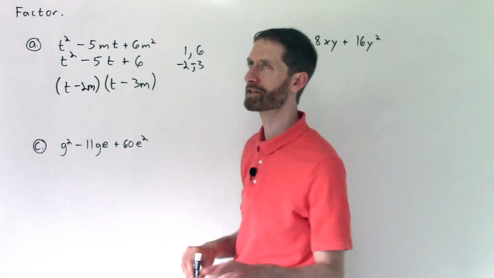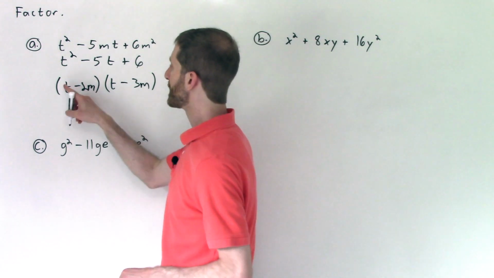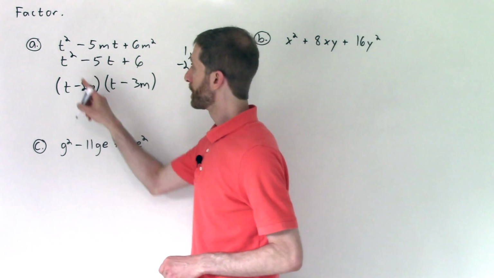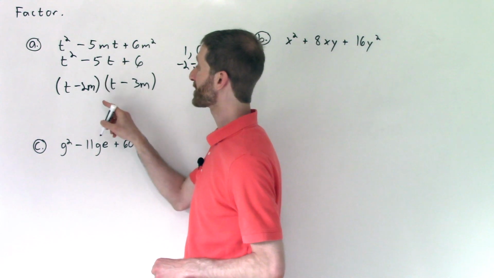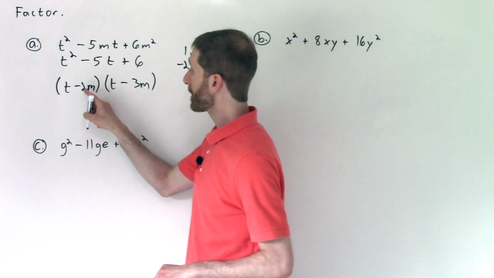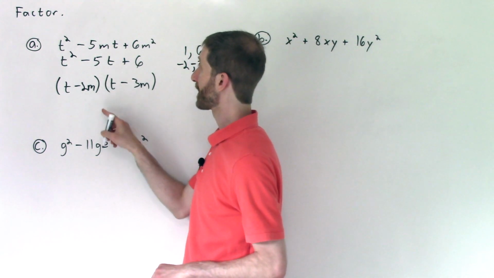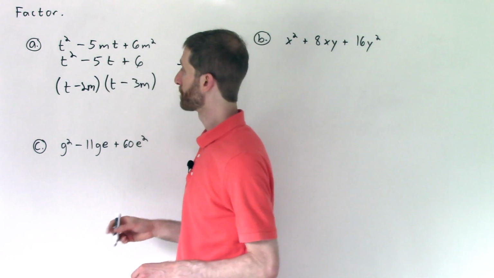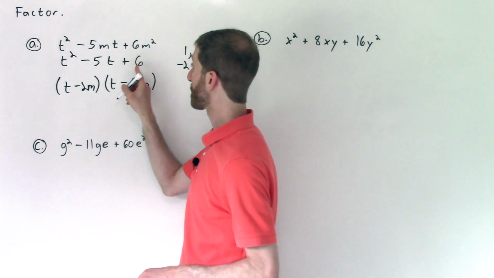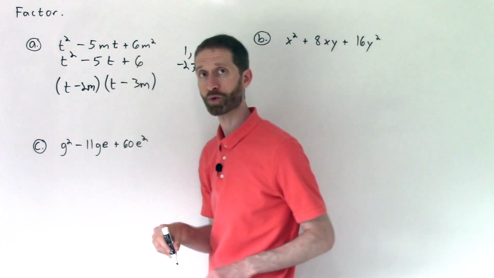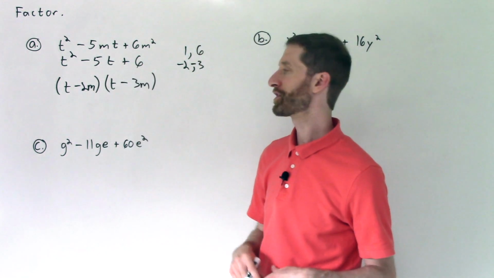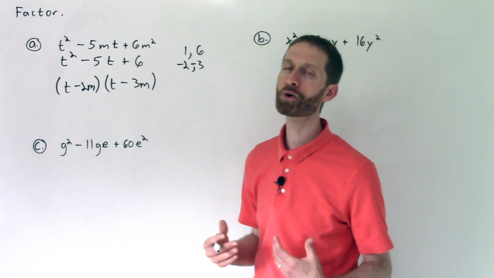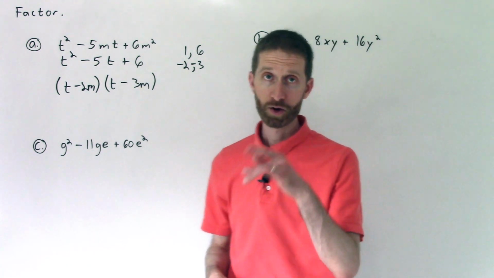And you might say, well, why does that work? Well, because t times t is t squared, t times minus 3m is minus 3mt, minus 2mt is what you get here, that's going to be minus 5mt. Minus 2 times minus 3 is plus 6, m times m is m squared. So that second variable is there just to confuse a little bit, but it's no different than factoring like normal. We'll do two more.